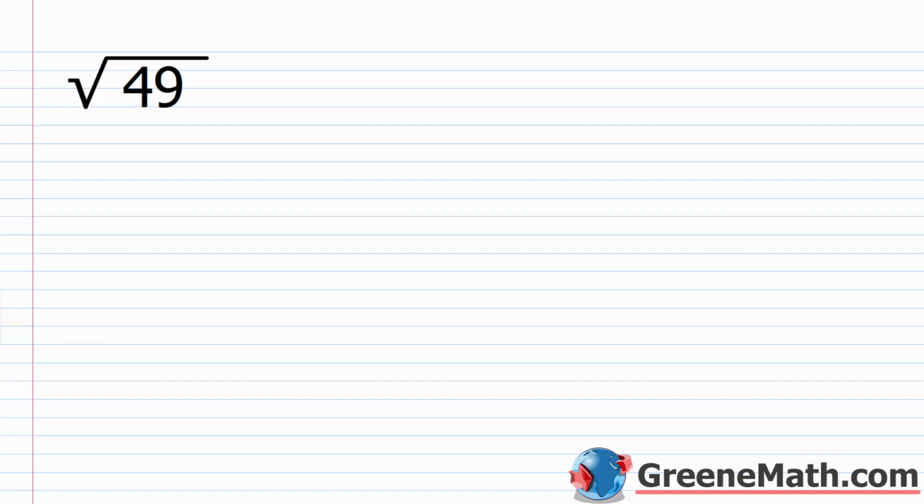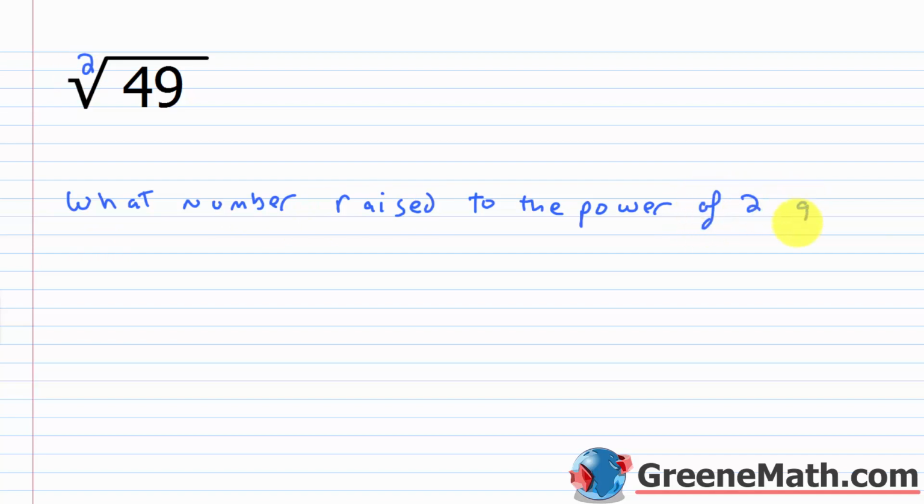So in this case, we have the square root of 49. So I'm going to put a visible index of 2 here just for our demonstration purposes. But again, you don't need that. And essentially, I'm asking, let me write this out, what number raised to the power of the index, and the index in this case is 2. So what number raised to the power of 2 gives us the radicand, which in this case is 49? So that's the question we're asking each time.